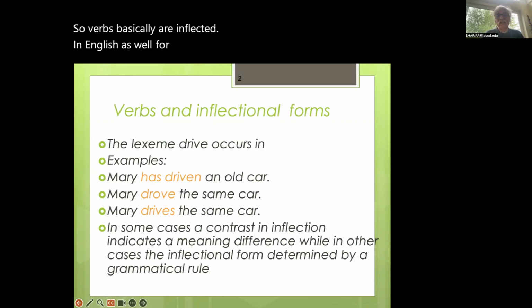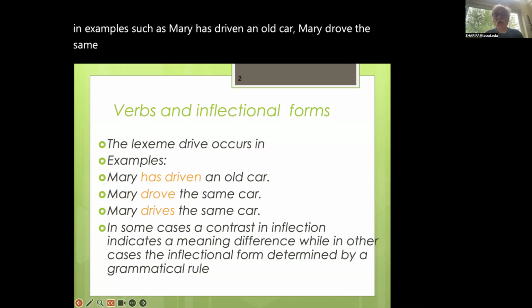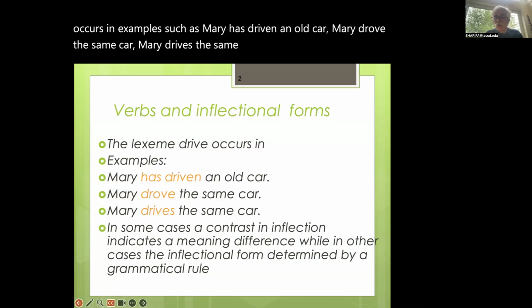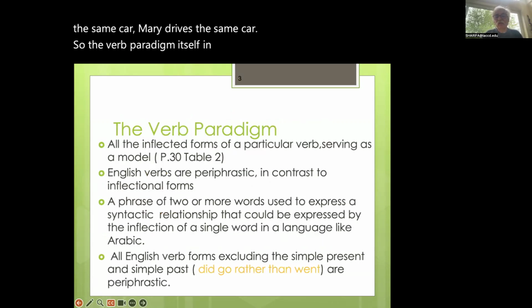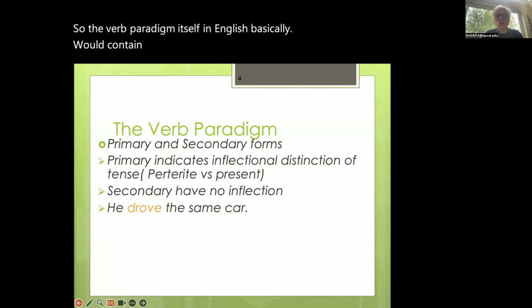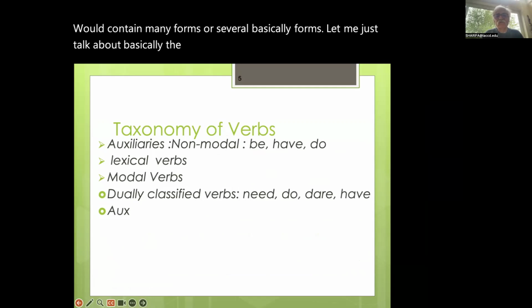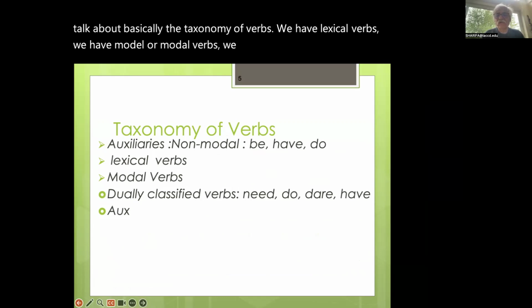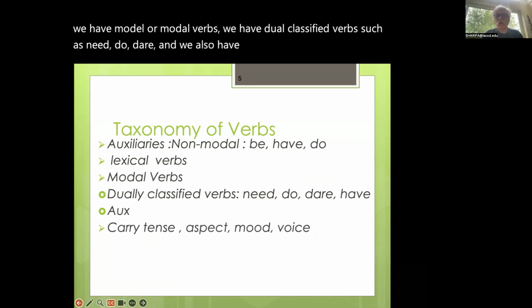For instance, if you look at the lexeme drive, it occurs in examples such as Mary has driven an old car, Mary drove the same car, Mary drives the same car. So the verb paradigm itself in English would contain several forms. Let me just talk about the taxonomy of verbs. We have lexical verbs, we have modal verbs, we have dual classified verbs such as need, do, dare, and we also have helping verbs or auxiliaries.